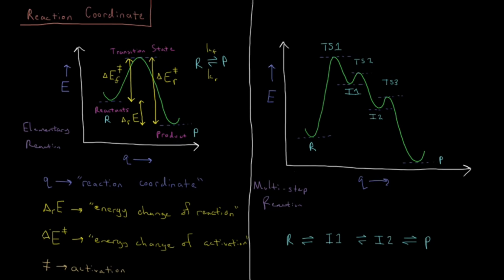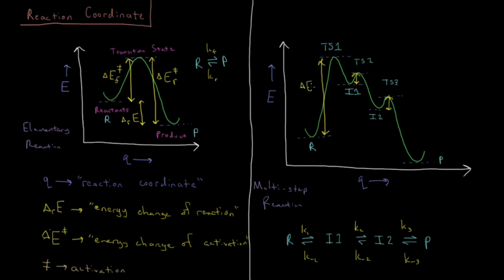All right, and then you have all these different rates for this. You have K1, K2, K3, and all of their reverse rates: going from I1 to R is K minus 1, I2 to I1 would be K minus 2, from P to I2 would be K minus 3. And this has all of its individual reaction activation energies, all of its individual reaction barriers along the way.